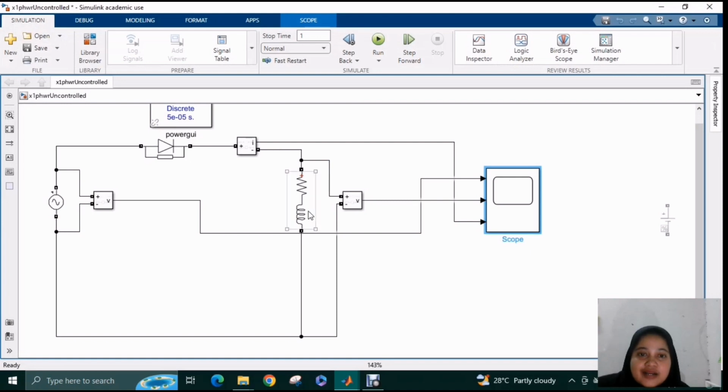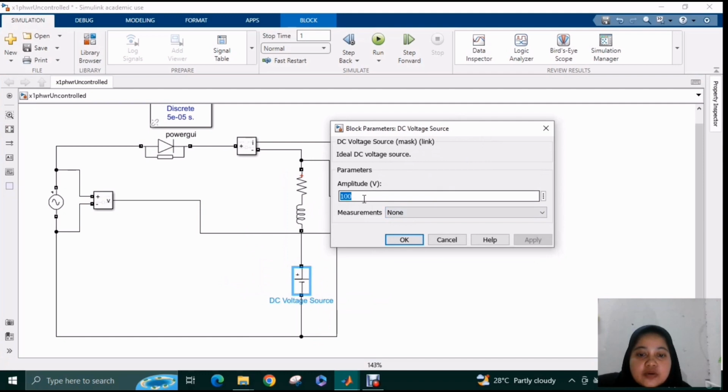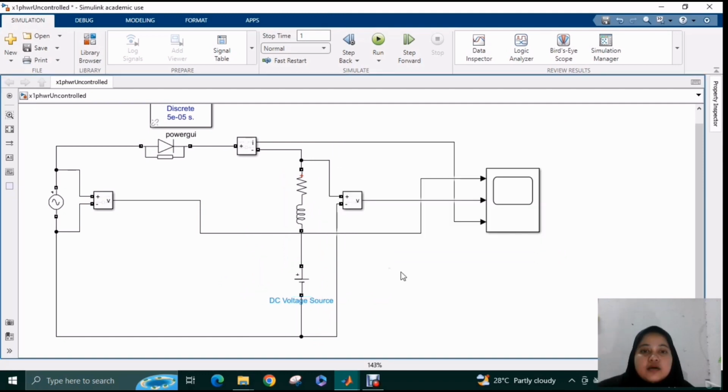Now I connect R, L, and E. That is our DC motor also, as we call it. So I take the DC voltage source and I keep this here, and also I keep the value as 100 only. So now what will happen? So let's imagine it is 100 volts.